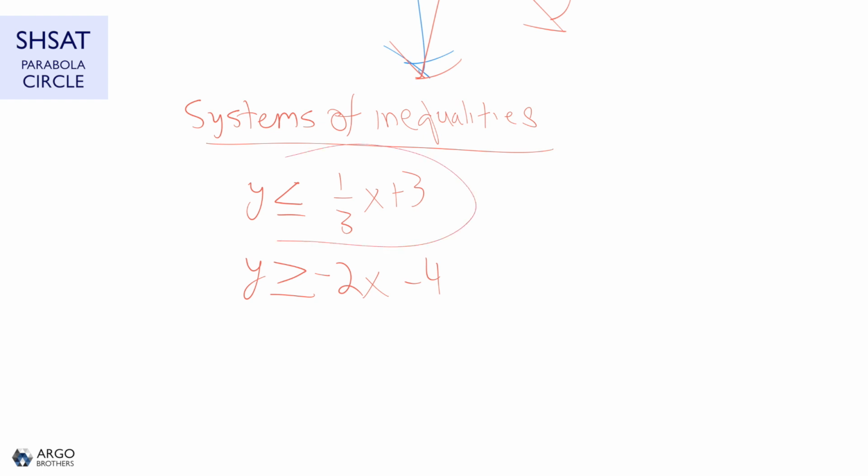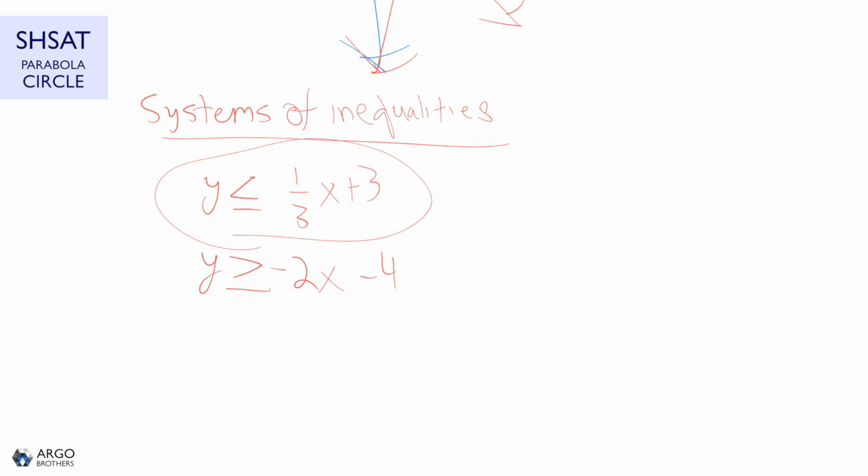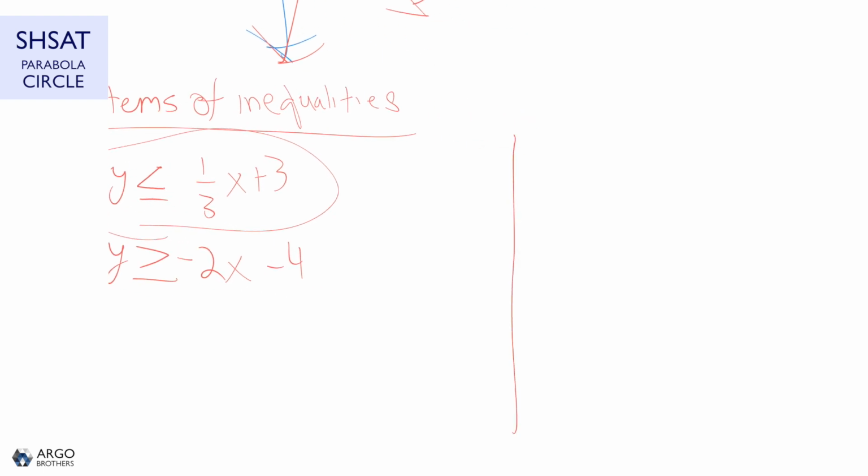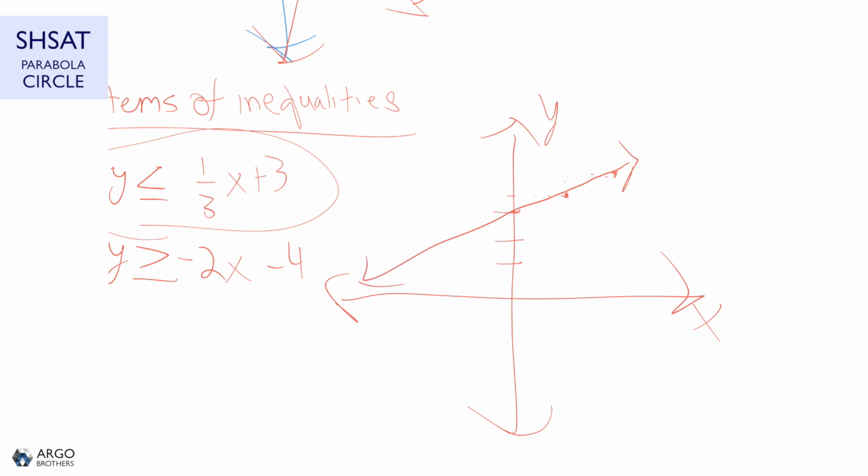So let's graph y equals 1/3 x plus 3. Here's our x, y. We have a y-intercept of 3, and we're going to move up 1 across 3 because the slope is 1/3. So up 1 across 3, up 1 across 3. And this is our line. Our line for the first one is this one right here.